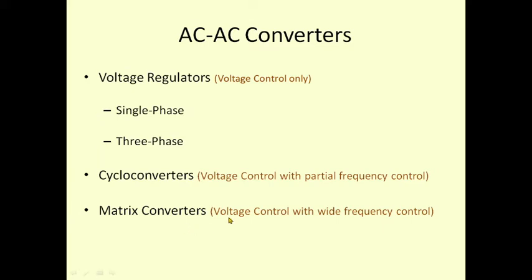So we are having voltage control with wide frequency control. What we require in power electronic conversion over here is that we must be able to control the voltage as well as the frequency. Sometimes we don't need to control the frequency, then we will use the voltage regulators. Okay? For example, stabilizers that are being used in our homes are nothing but AC to AC converters that are controlling the voltage only. We need not control the frequency.